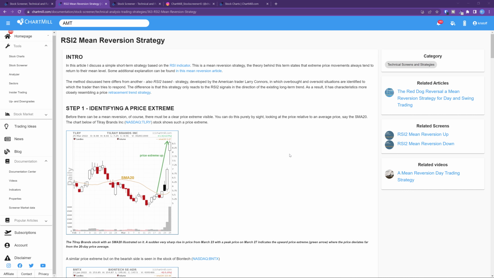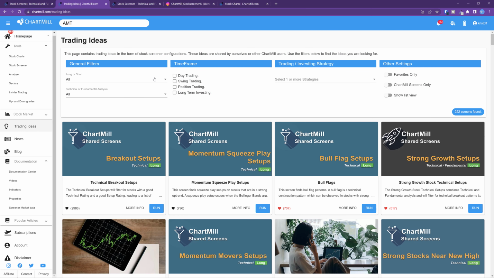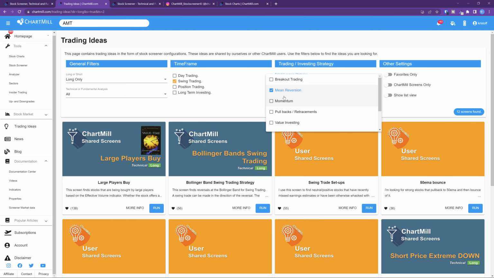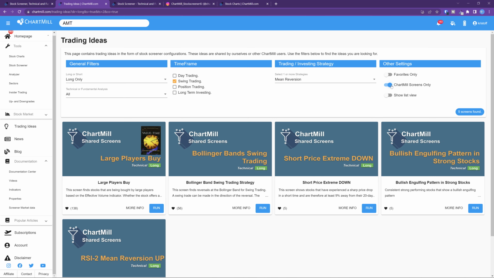This strategy also looks for stocks that show a price extreme and where we then try to take a counter position. And again, I use a specific predefined trading idea to obtain a basic list of stocks that qualify. So I select once again the trading ideas page, long only. Now I'm going to select the swing trading as a time frame. It's still a mean reversion strategy and ChartMill screens only.